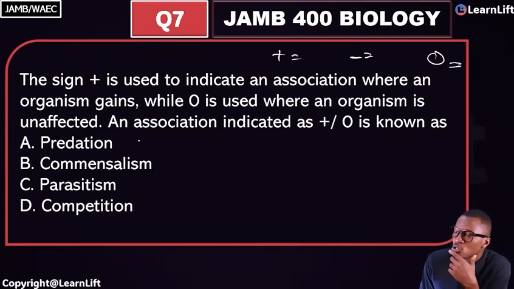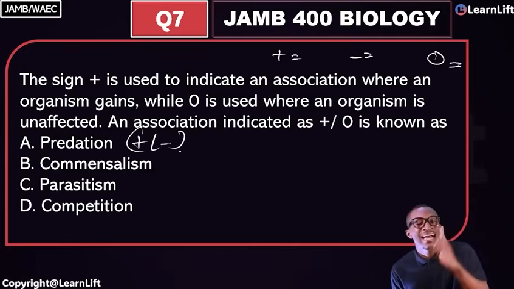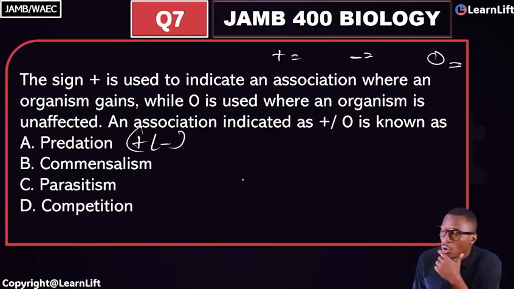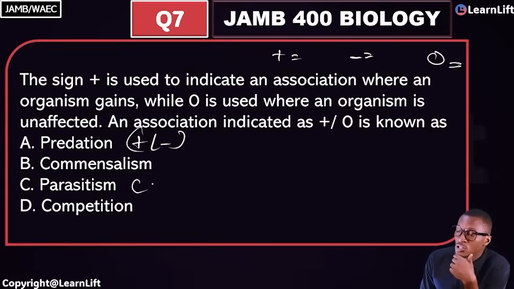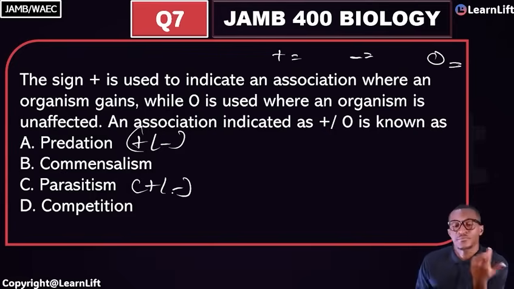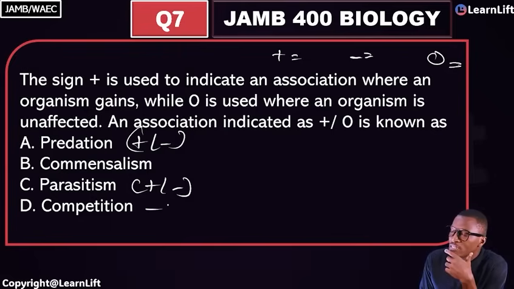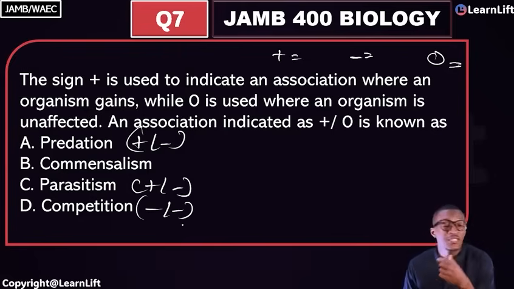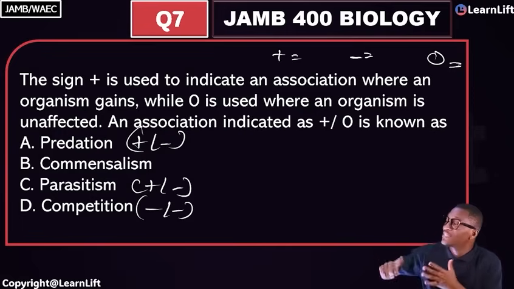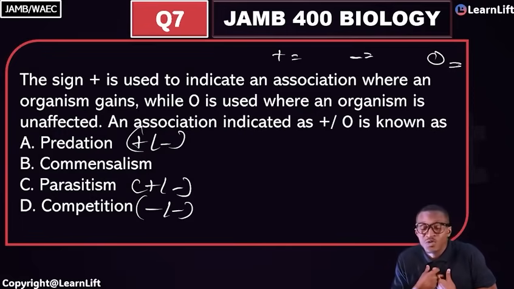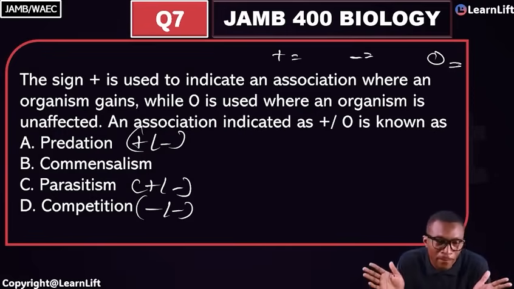What's predation? Predation is simply plus stroke minus, where one gains, the other is harmed. That's predation. What's parasitism? Parasitism too is a type of predation, or predation is a type of parasitism, where one gains, the other is harmed. Competition. What's competition? Competition is negative. Anytime you are competing, it's affecting you, it's also affecting me. Anytime there's competition, both parties are affected.